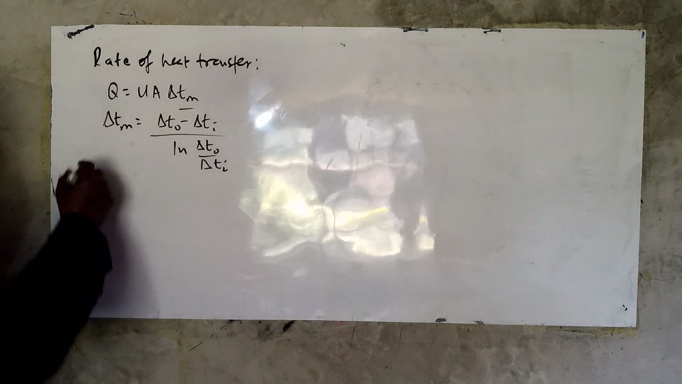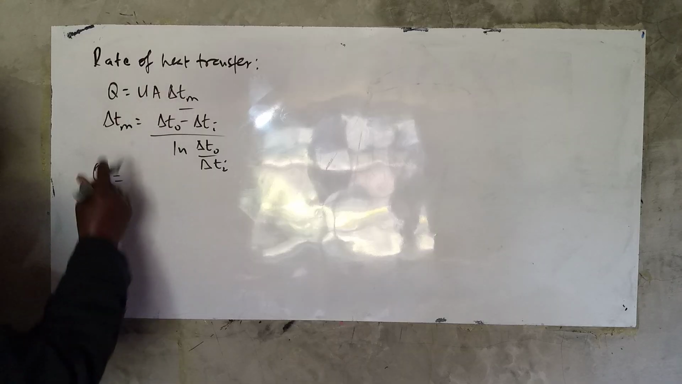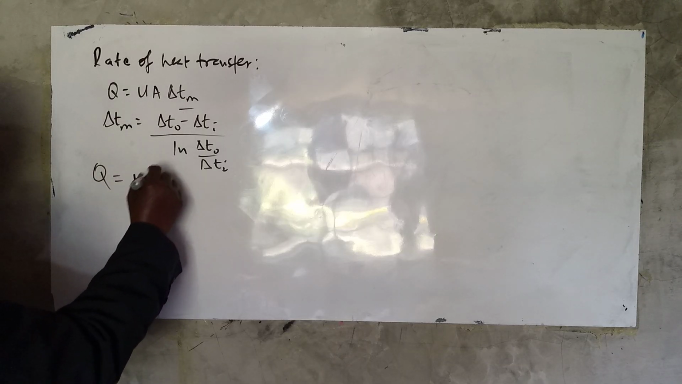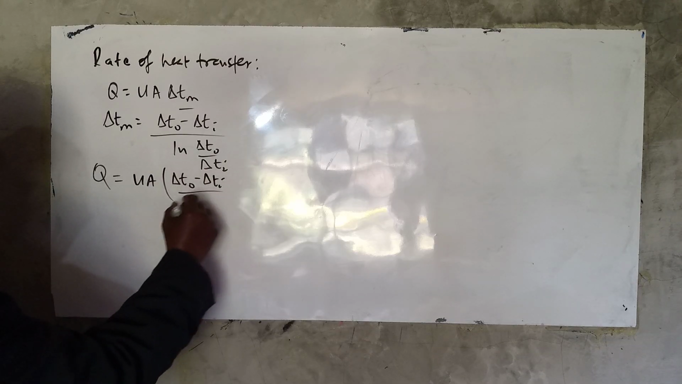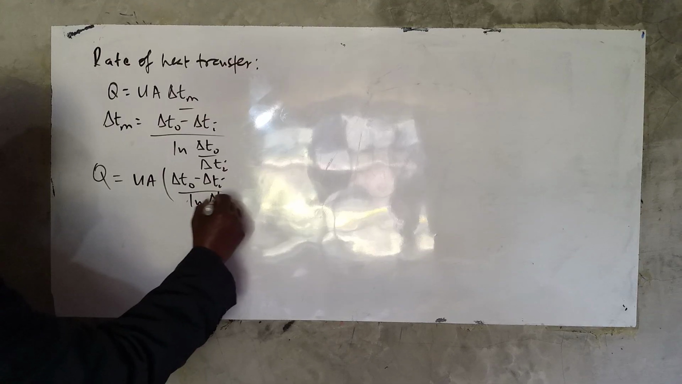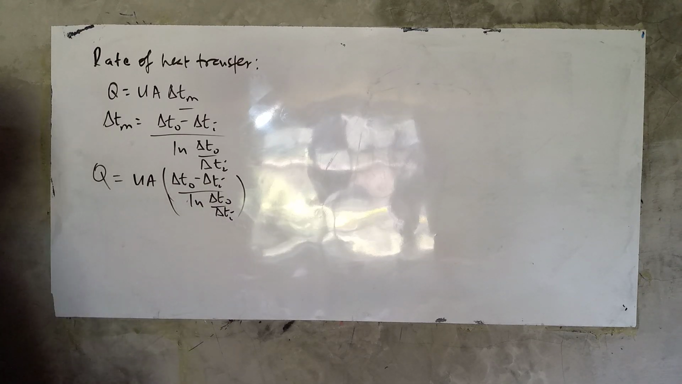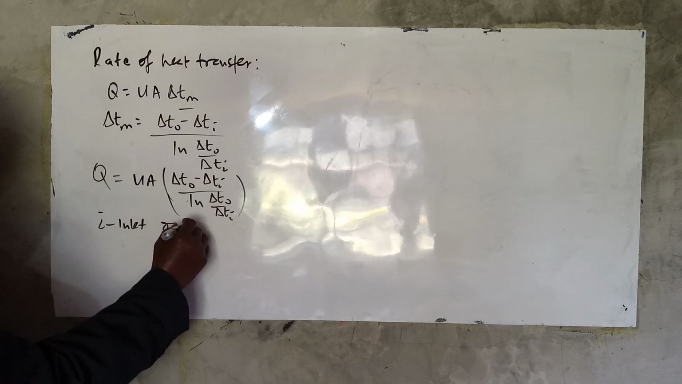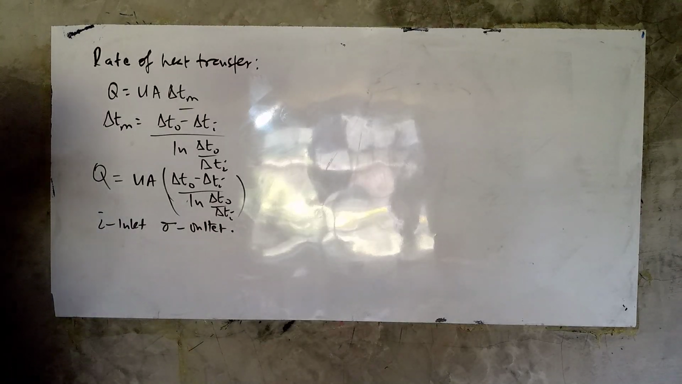So in a nutshell, the rate of heat transfer is UA times (ΔT_o minus ΔT_i) over the natural log of (ΔT_o over ΔT_i), where i represents the inlet and o is the outlet. Don't forget, that's a fundamental expression which we got.